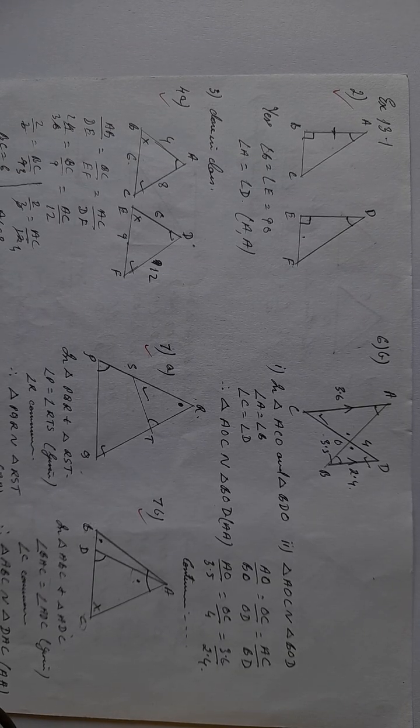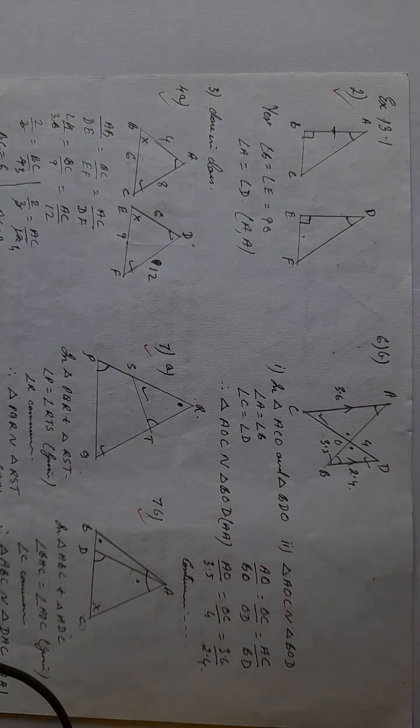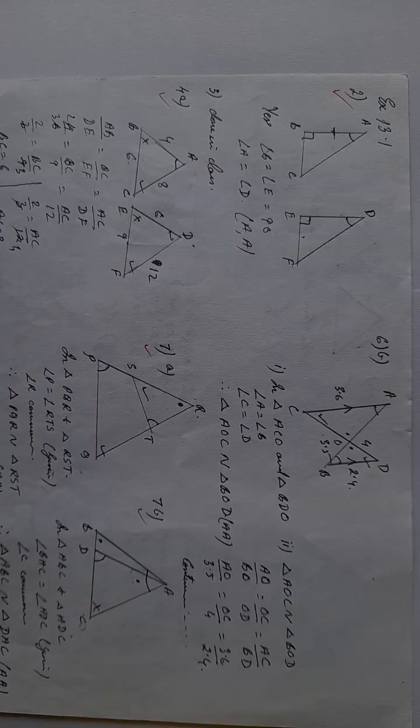This is exercise 13.1. I've already explained the theorem behind it. The theorem that we have is angle, angle, angle, or rather two angles. If you can prove it equal, then it is similar. Then you put the triangles in order and then write the ratio. Mind you, you cannot write the ratio unless you prove them similar.